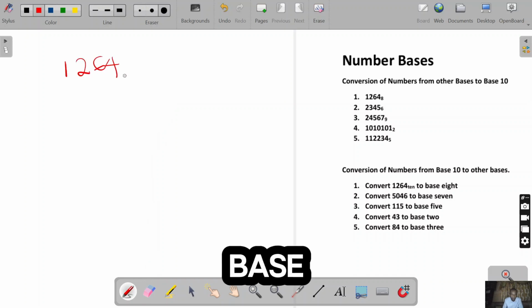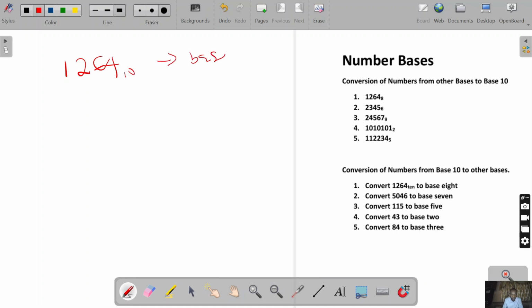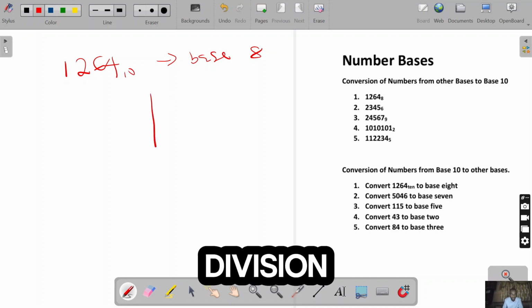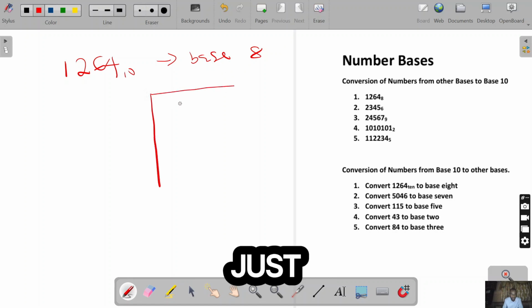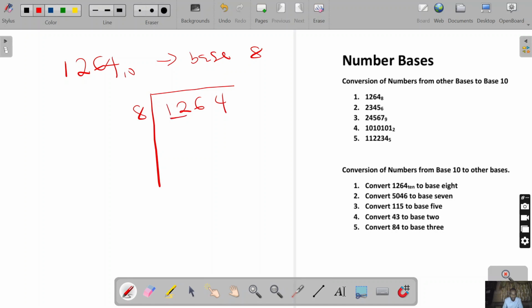Convert 1264 base 10 to base 8. How do I treat this? All I need to do is long division. Just put 1264 in here, then put 8 here. 8 goes in 12, 8 goes in 1.